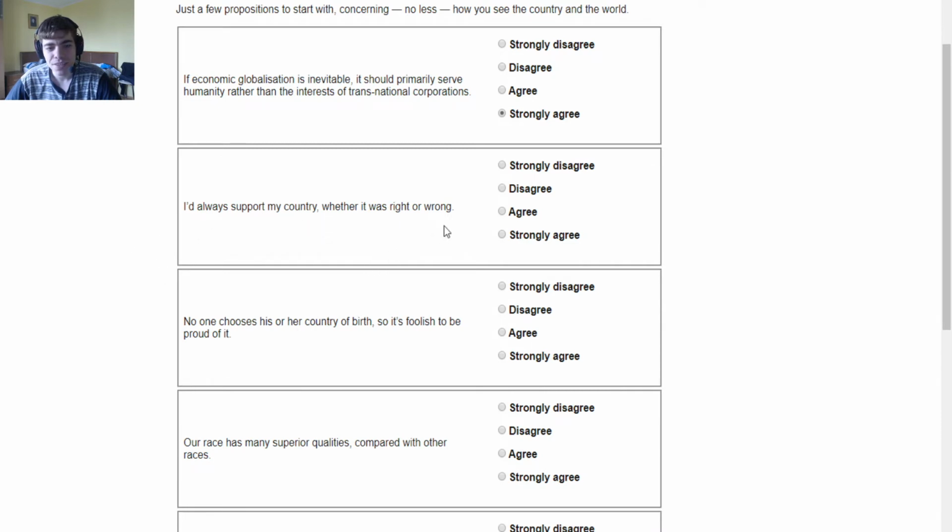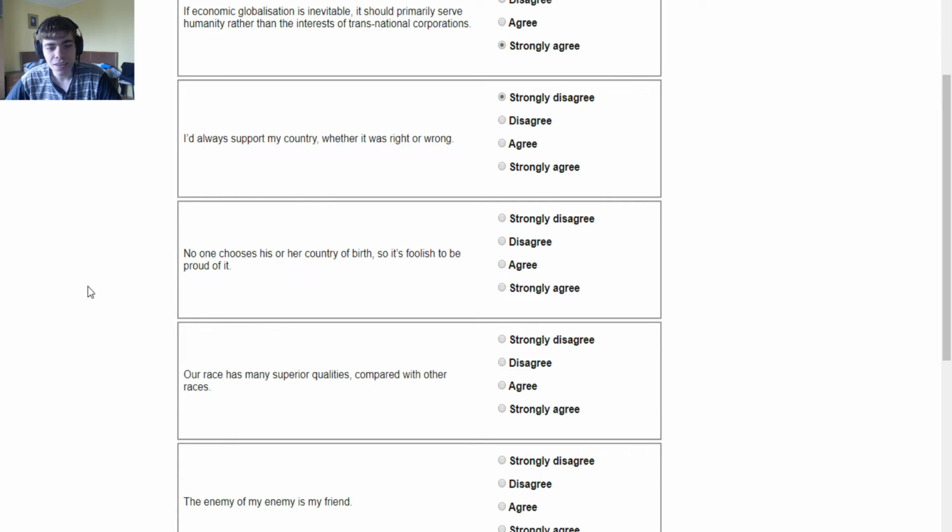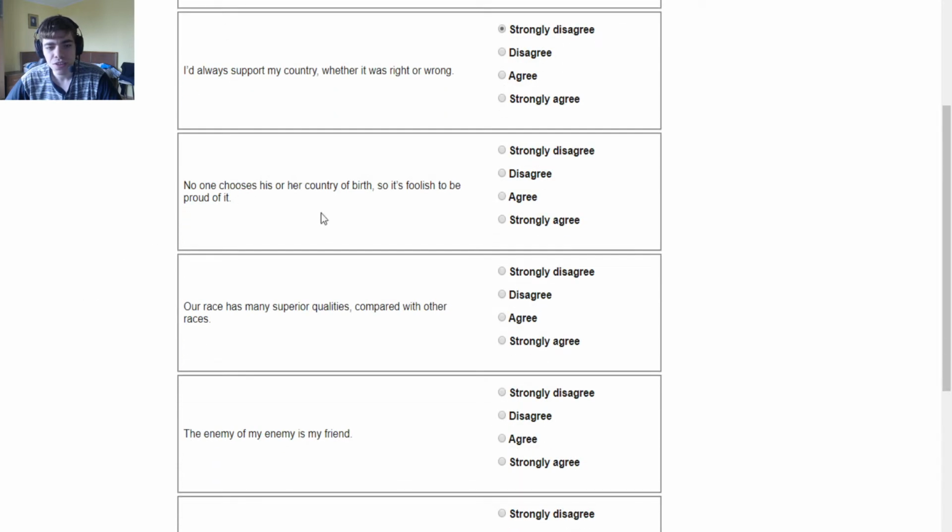I always support my country whether it was right or wrong. Strongly disagree. There's so many problems over here, and yeah, patriotism, it's very easy to get caught in that feeling. Very emotional, but you have to learn to grow out of it. No one chooses his country of birth, so it's foolish to be proud of it. Yeah, I would agree with that.